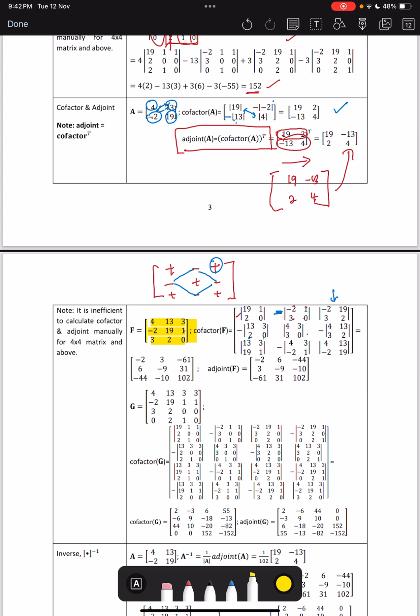Sorry, how to undo this? Oh, I cannot undo this, sorry. The second row and third column, so I leave with 4, 13, 3 and 2. Okay, the first one here, the first column, the third row and first column, so that's why I leave it with 13, 3, 2 and 0. That's why I get this.